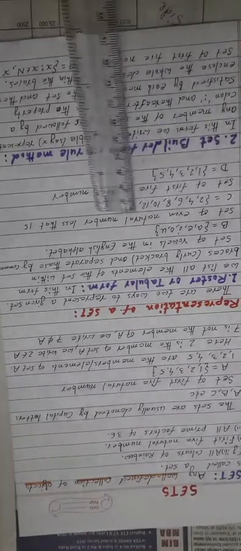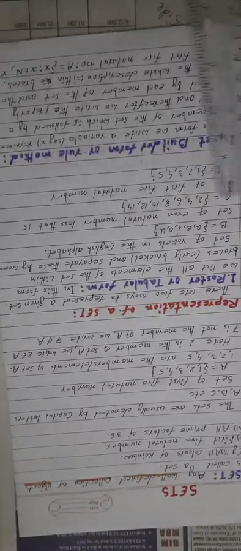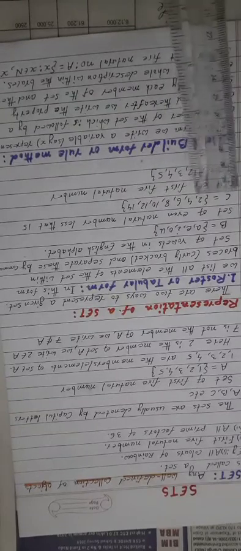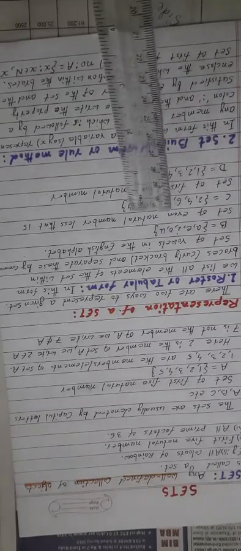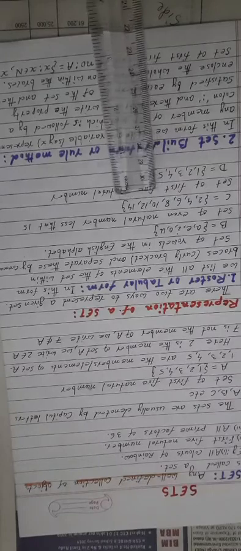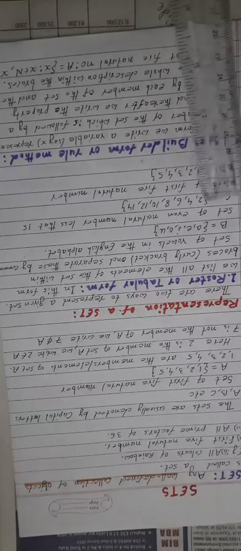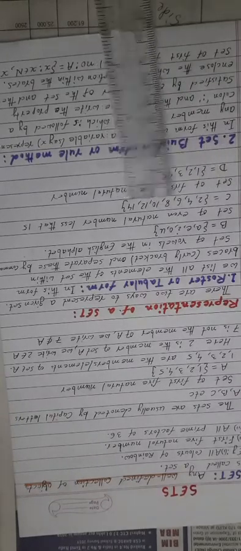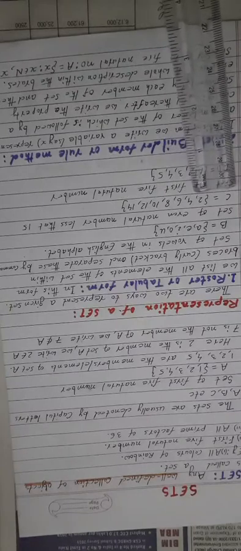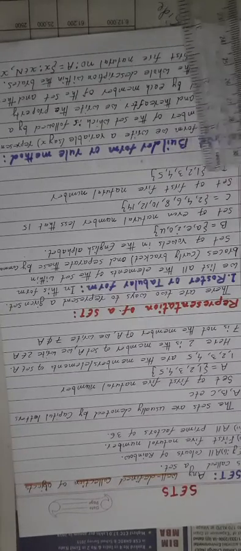Set of even natural numbers less than 15. Which are the even natural numbers less than 15? 2, 4, 6, 8, 10, 12, 14. These are the even natural numbers less than 15. So within the braces, meaning curly brackets, and between two elements there should be a comma. This is called the roster form.